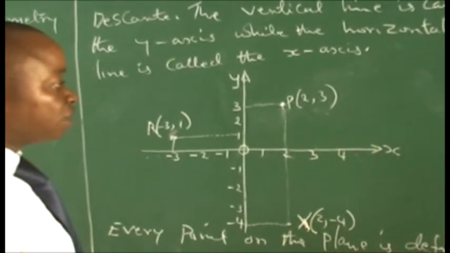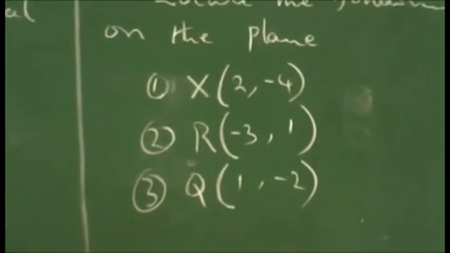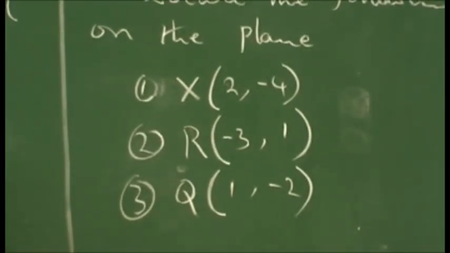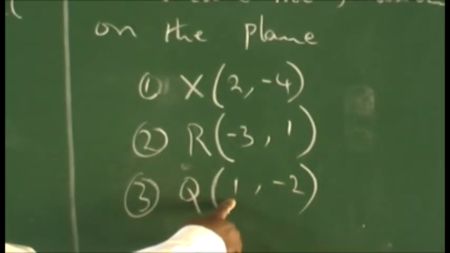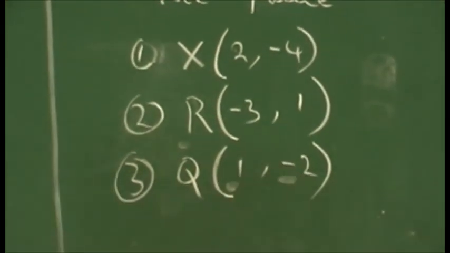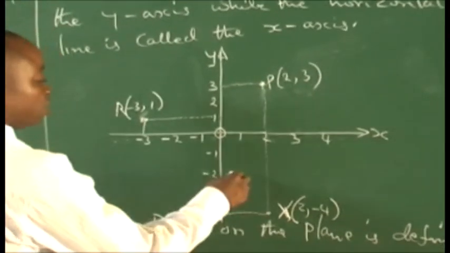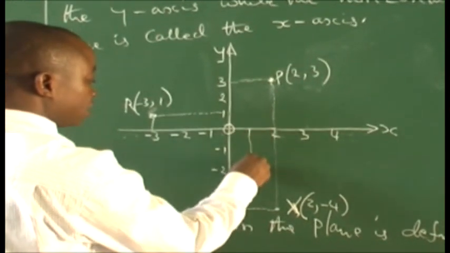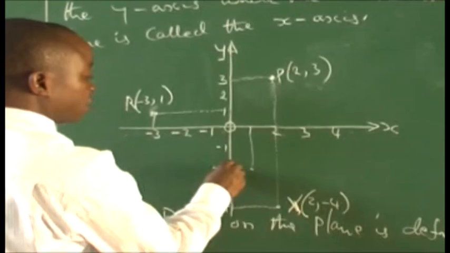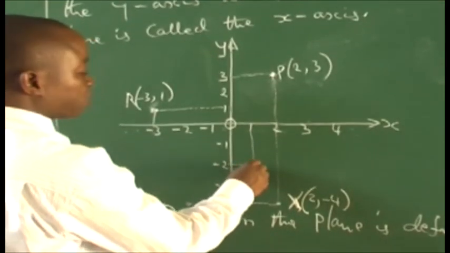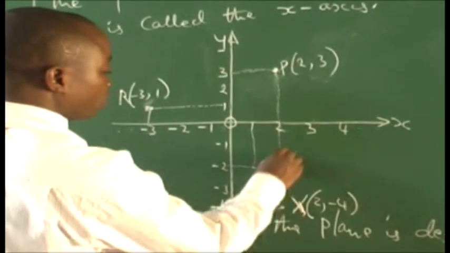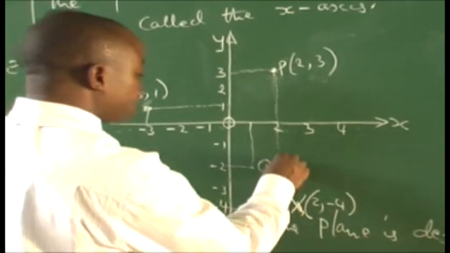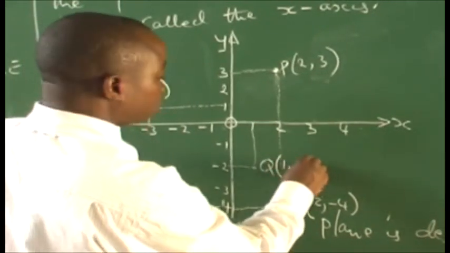Now let's look at the third point, which is Q. And Q has coordinates 1 and minus 2. So 1 is for x, minus 2 is for y. So if I place 1 from the x axis, I will reach this point, then minus 2 from here. So this particular point is point Q, which is defined by its coordinates 1 and minus 2.